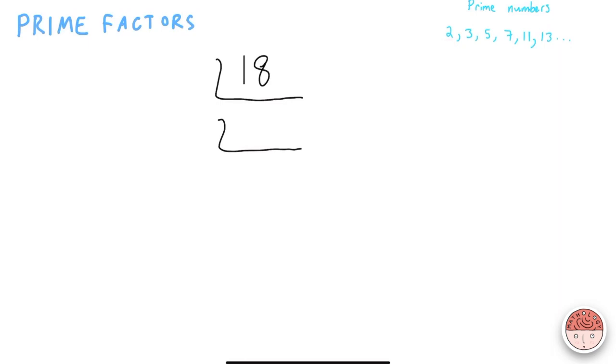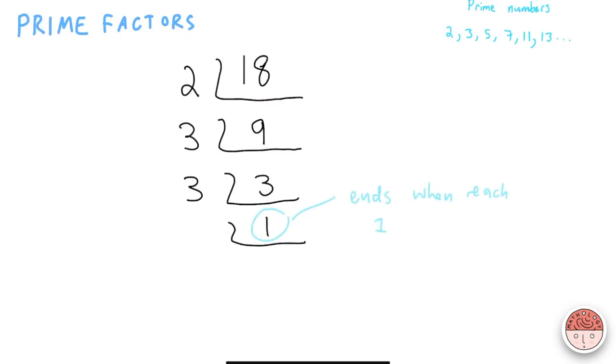Because 18 is an even number, we know that 2 can be divided into 18. This results in 9. And because 2 can no longer be divided into 9, we move on to the next prime number, which is 3. And we find that 3 indeed can be divided into 9, resulting in 3. And because we know that 3 is a prime number, the only other possible prime number left that can be divided into 3 is 3, resulting in 1. And remember, when you reach 1, you know that it is the end of your prime factorization.